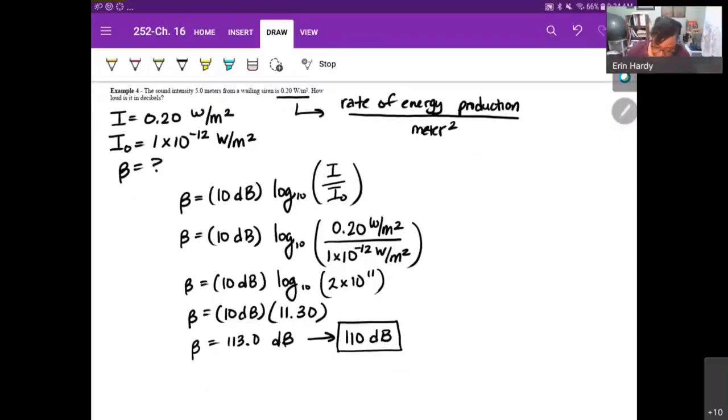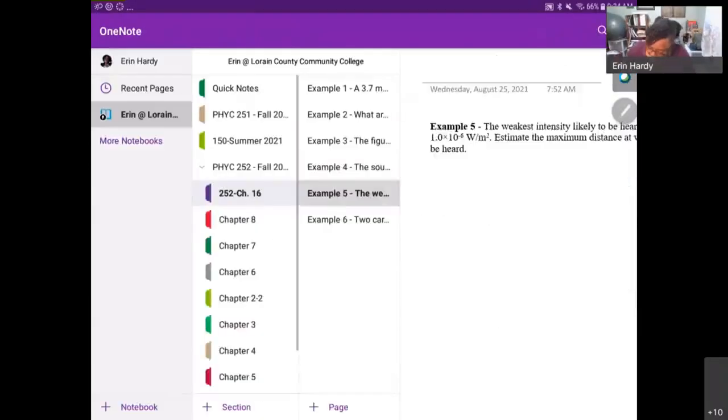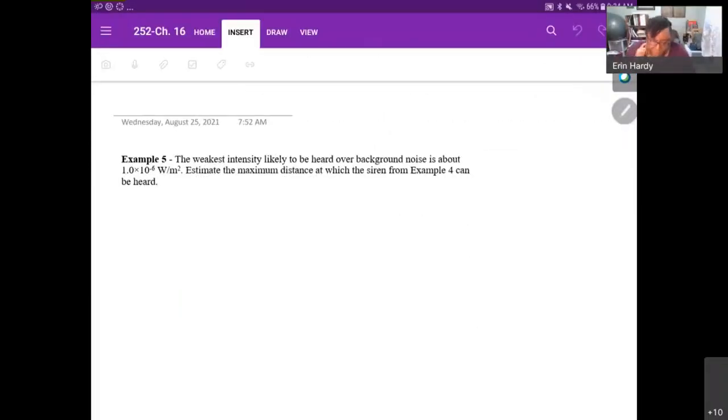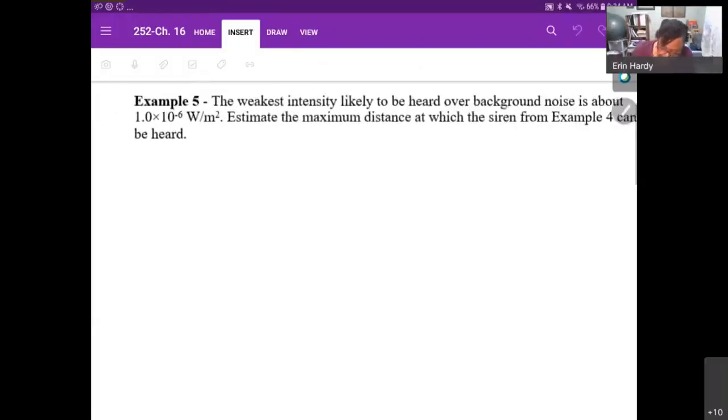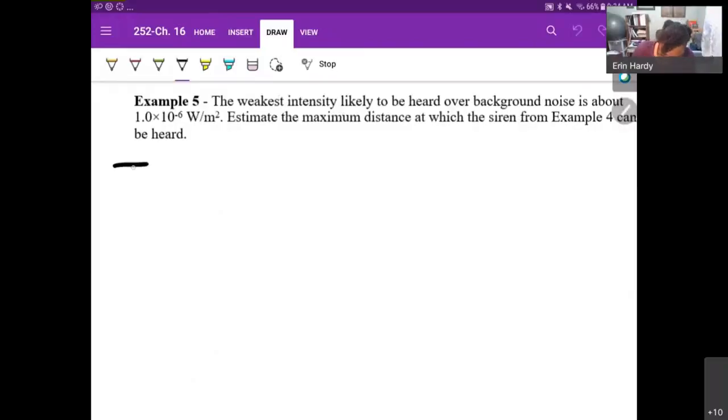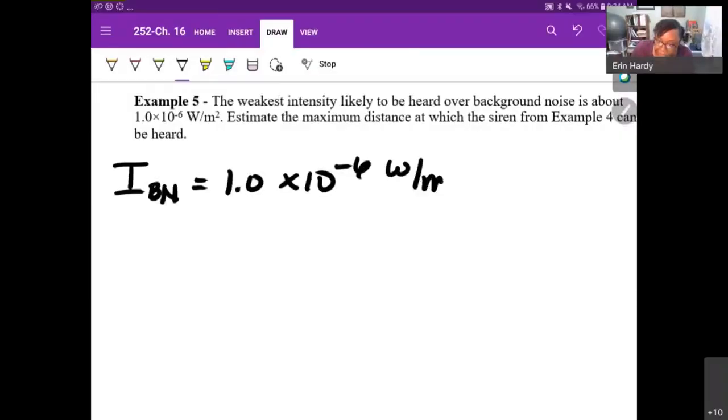All right, let's go to number 5. So the weakest intensity likely to be heard over background noise is 1.0 times 10 to the negative 6 watts per square meter. So I'm going to call that I sub B for background. We'll say maybe BM for background noise. 1.0 times 10 to the negative 6 watts per square meter.